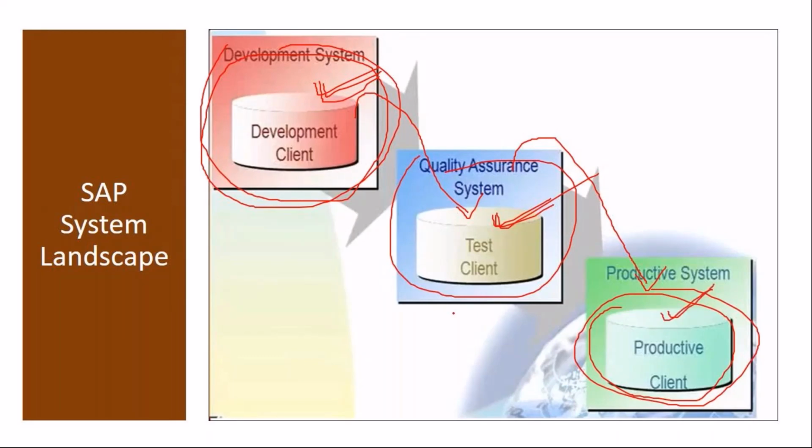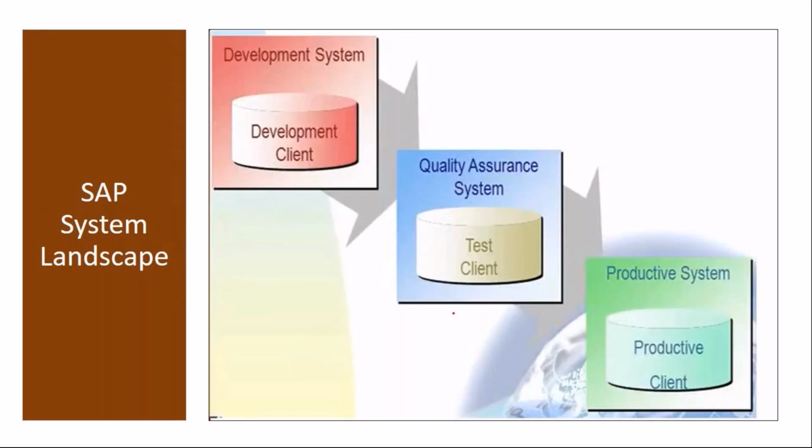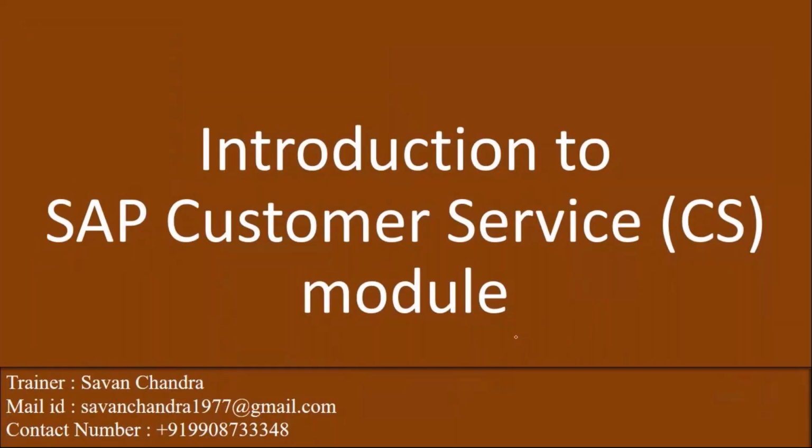We will be covering this in detail in our subsequent topic. So basically, you normally have a development system, then a quality system, and then a production system. This is the normal, typical SAP system landscape. Then we will see the introduction to customer service.